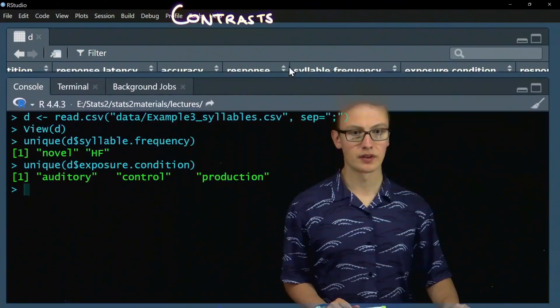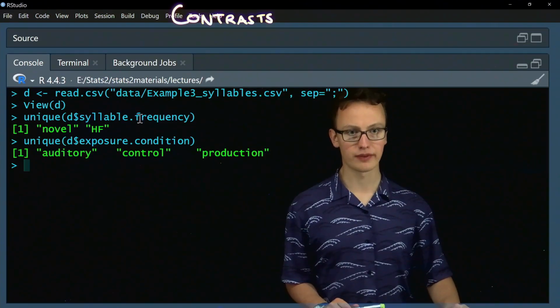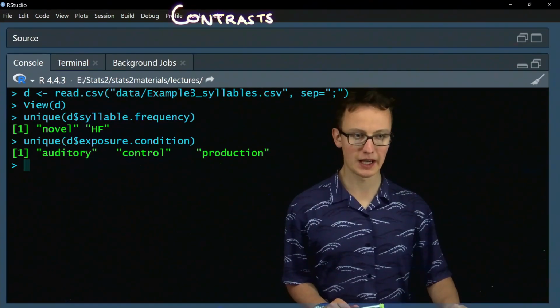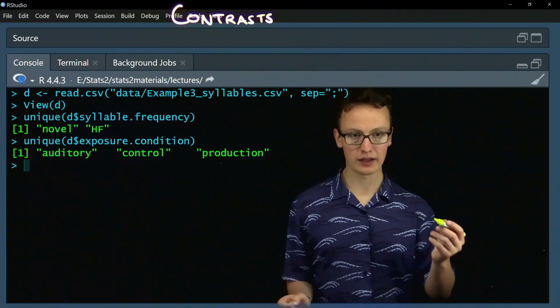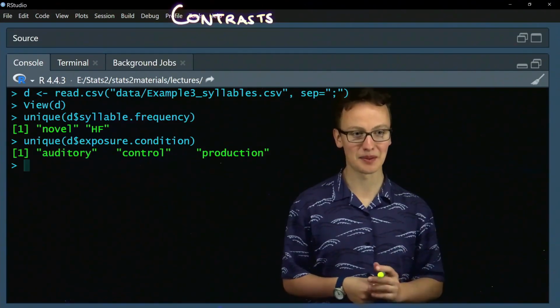So, regarding the factor of syllable frequency, syllable type, this is a two-level factor, which lets us keep things rather simple.